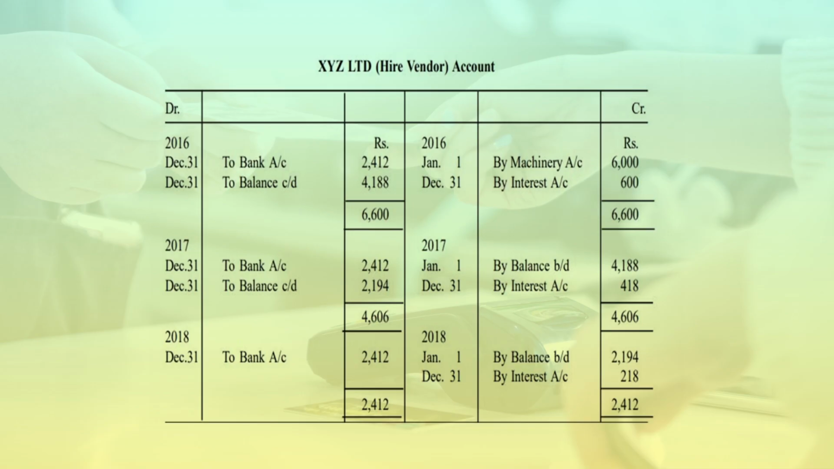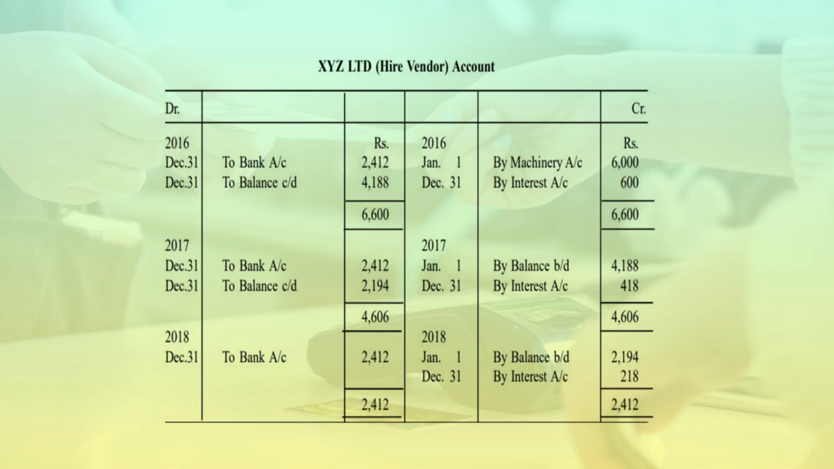When we make the first payment at the end of the first year, we make the entry: hire vendor account debit, to bank 2,412. And then we bought the machinery. So, the entry was machine account debit to hire vendor. So, we had credited the hire vendor account. So, by machinery 6,000, and here at the end of the year interest is also to be credited in the accounts of hire vendor.